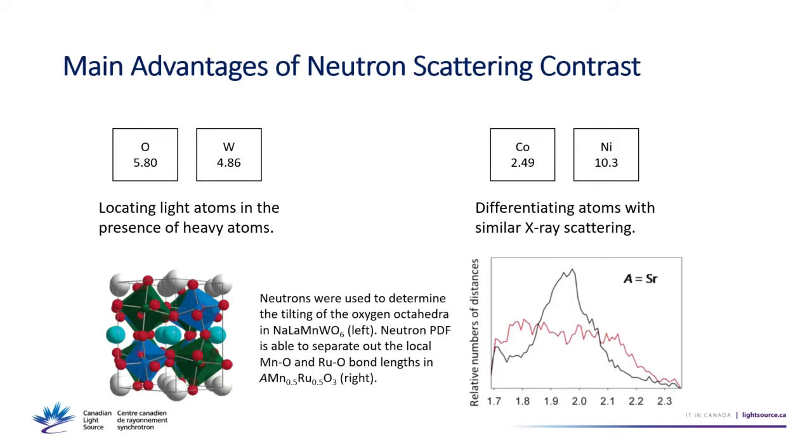And over here is just an example of an RMC of a PDF I did on this compound with manganese and ruthenium, where I was able to separate out the manganese and ruthenium to oxygen bond lengths based on the very high contrast, because ruthenium has a large positive scattering length and manganese has a negative one.